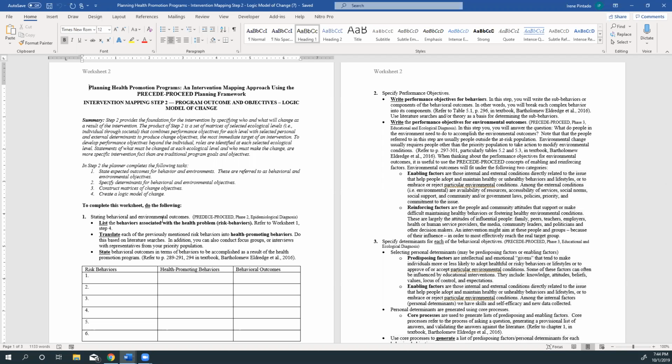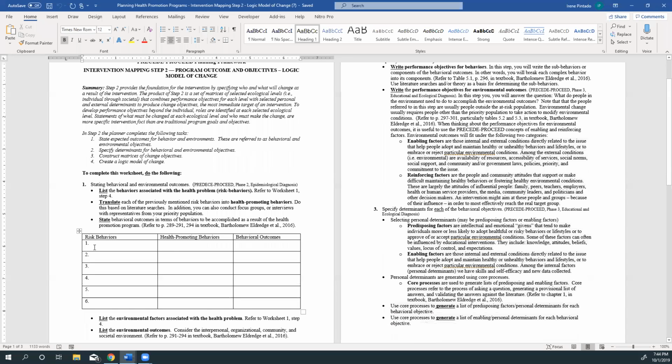In this one, what you're going to do is state behavioral and environmental outcomes. We start with behavior. When you look at behavioral issues, I'm trying to make it really general, but does anybody want to share a behavior that they want to change in either their priority population, or the caregiver, or people around the priority population or caregiver?